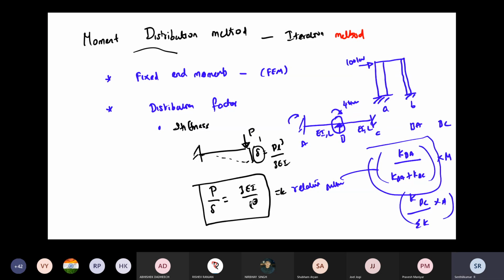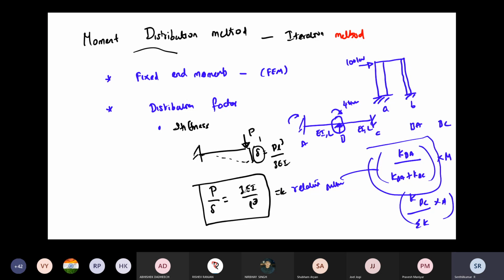Yes or no? First, you should know why you are studying that thing. To produce that unit displacement, how much force is required? That is your stiffness. The stiffness of the cantilever beam is 3EI by L cube.